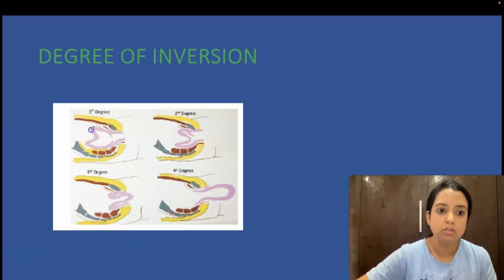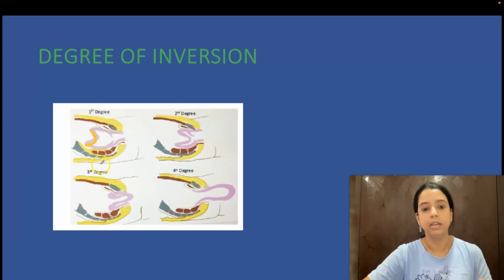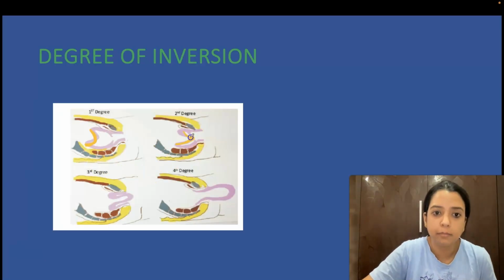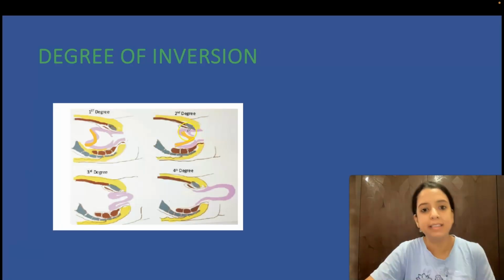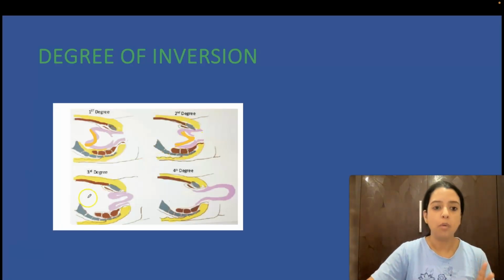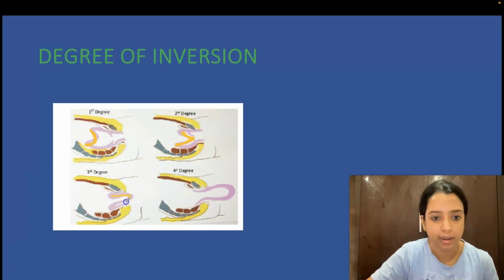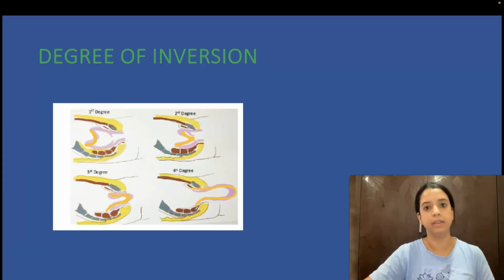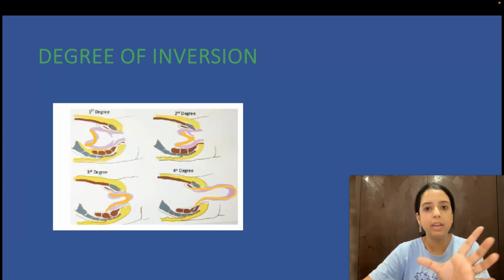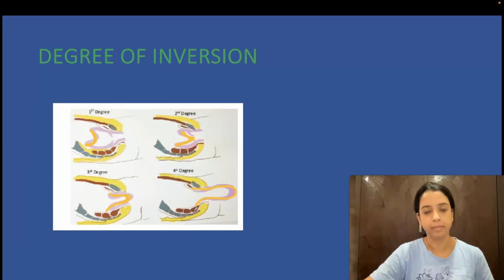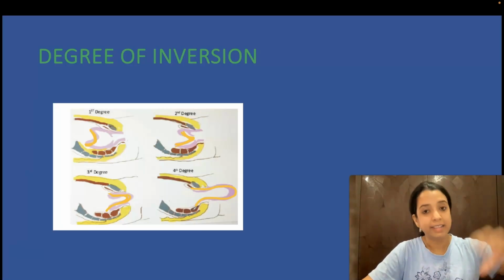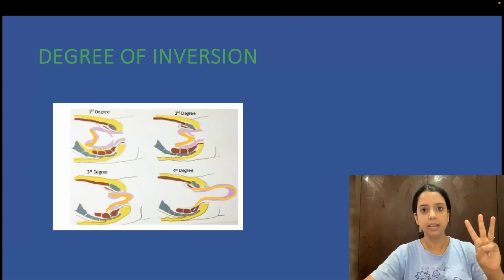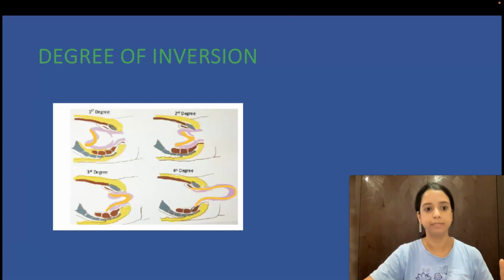Again, the degree of inversion depends on how much the uterine surface has come out. Grade 1 is when there is only notching of the fundus. Grade 2 is when the inside surface has come up till the cervix. When the inversion has reached the cervix, that is grade 2. When it has come out of the cervix in the vagina, it is grade 3. And when it has come out of the introitus, when it is visible to you without doing any PS, that is grade 4. So when it has reached the cervix, it is grade 2. When it is out of the cervix in the vagina, grade 3. When it is out of the vagina, it is grade 4.